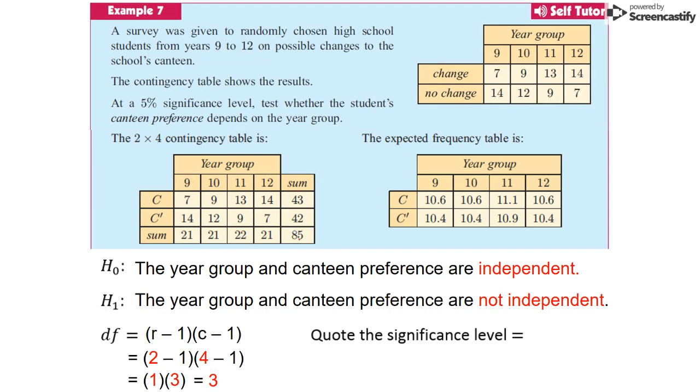Significance level. Notice we have a 5% significance level. They tell us. That's not something that we normally have to choose. So we're just going to simply state 5%. So quote the significance level, 5%.